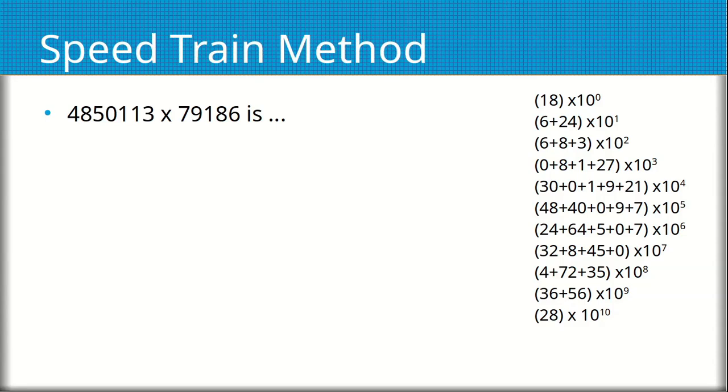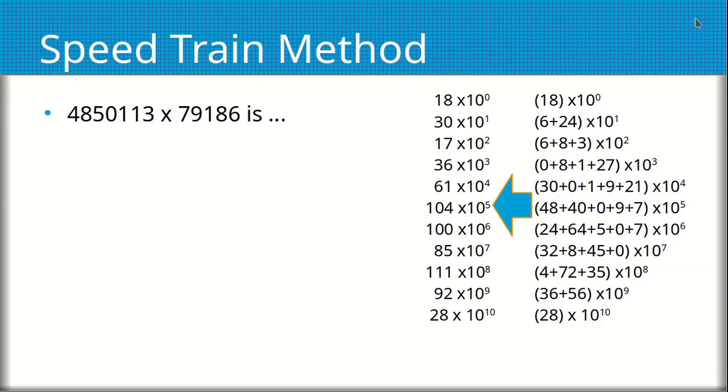Let's have a quick look at our addition. Okay, we have 18, right? 6 plus 24 is 30. 6 and 8 and 3 is 17. 8 plus 1, 9, plus 27, 36. 30 plus 1 plus 9 is 40. Plus 21, 61. And so on. These two middle ones are getting a little bit difficult to do. Some of the bigger numbers here.